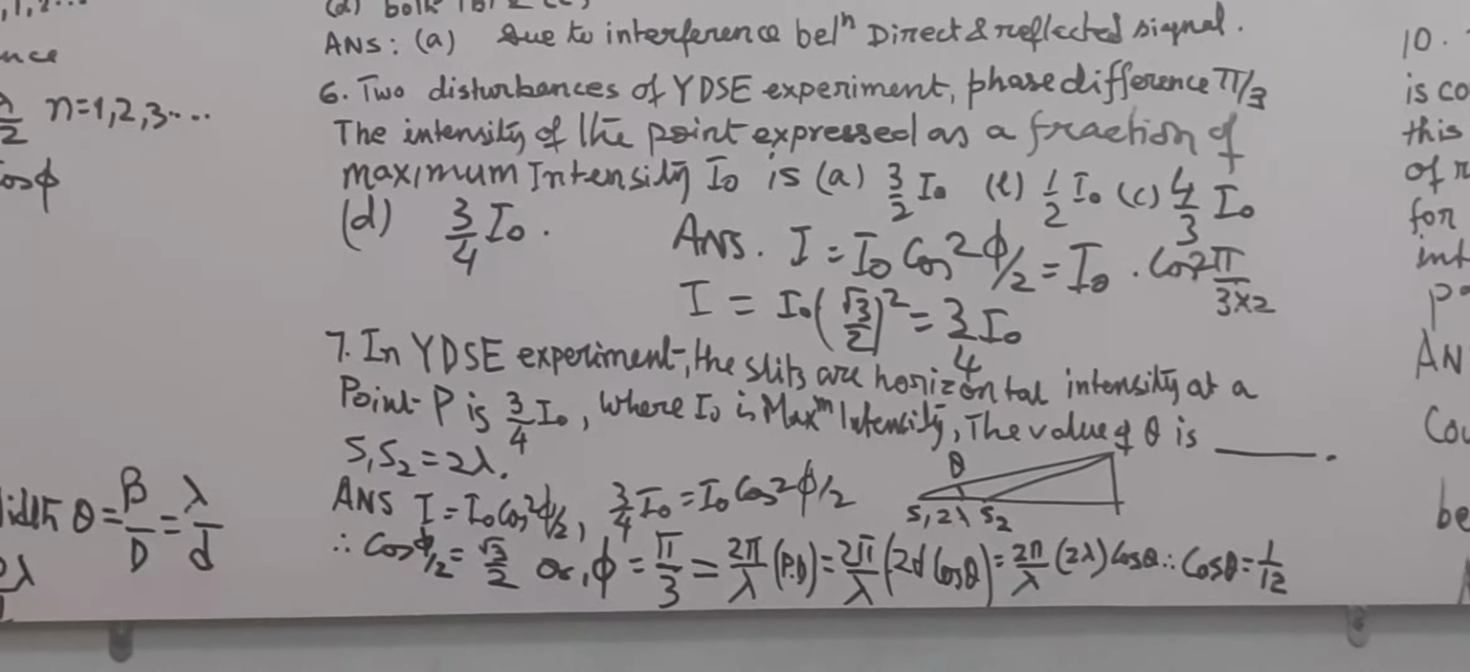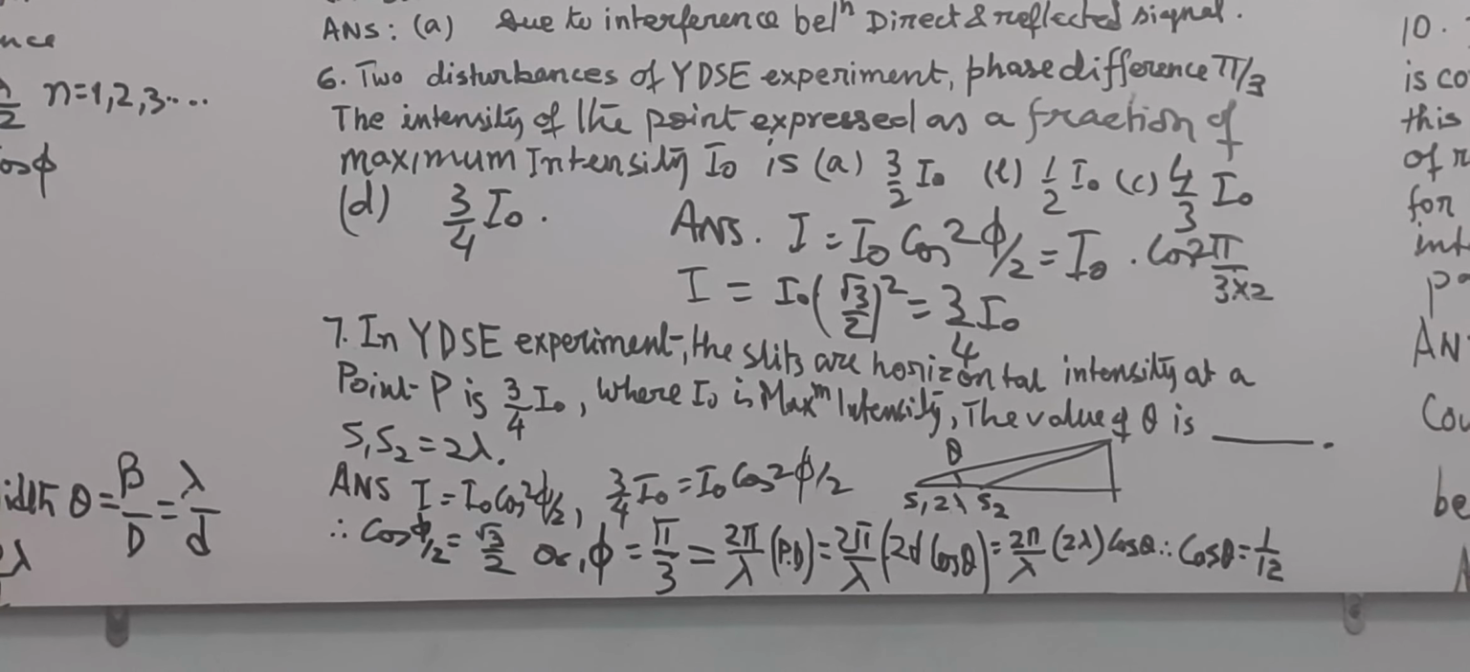The value of theta is given here, and the diagram is provided. That is, S1 S2, the distance between the sources, is 2 lambda. Now, as we know, I equals I naught cos square phi by 2. From here we can put I as 3/4 I naught. So we can find phi equal to pi by 3, which is the phase difference.